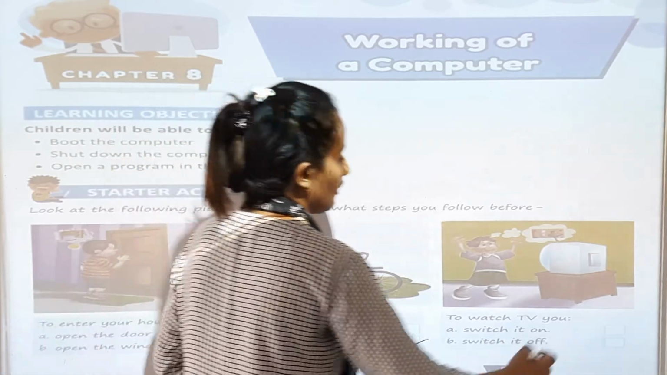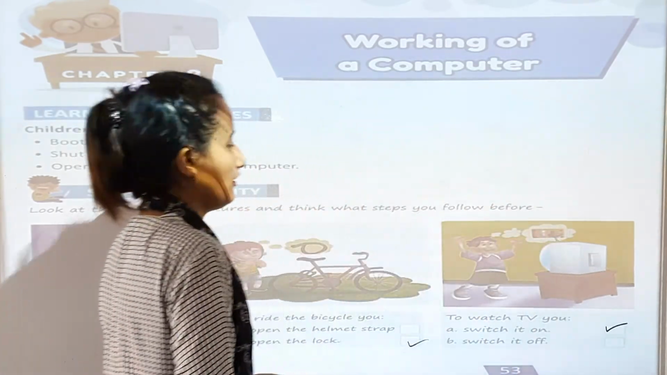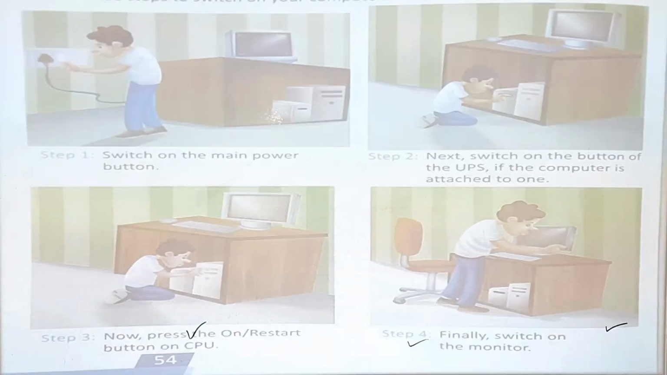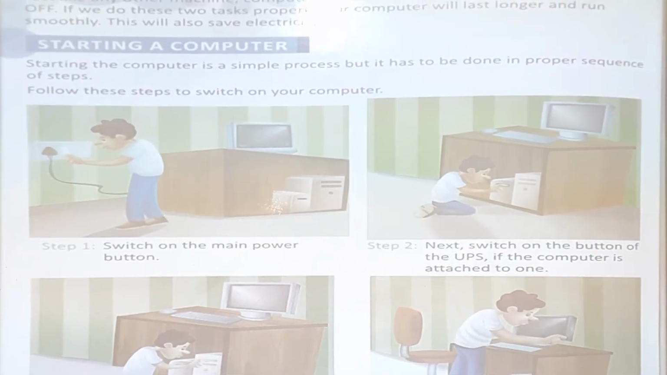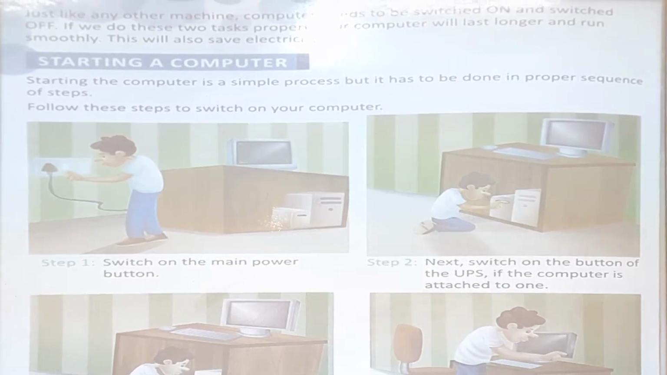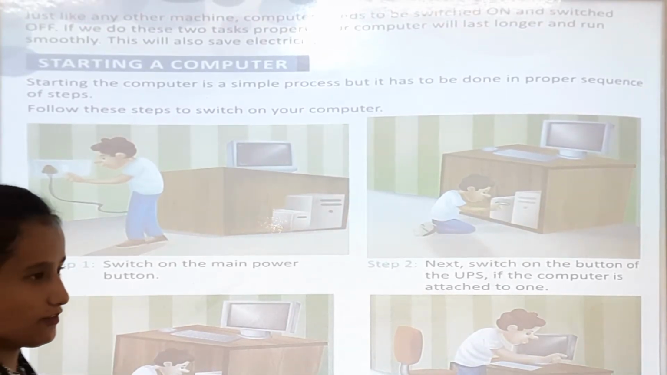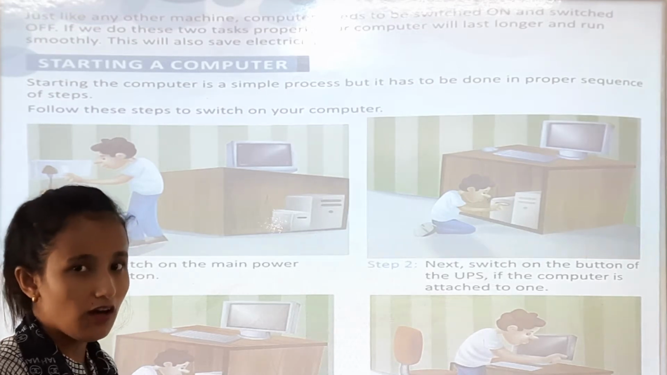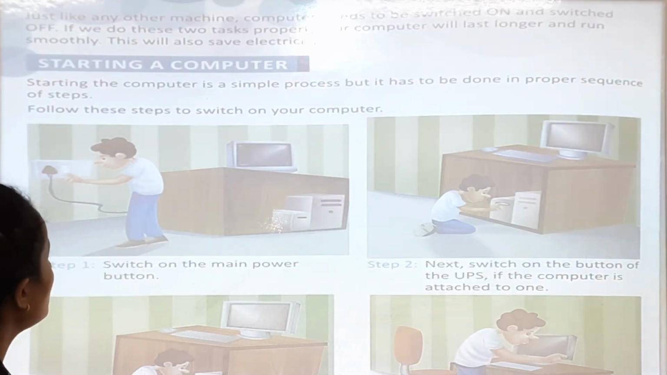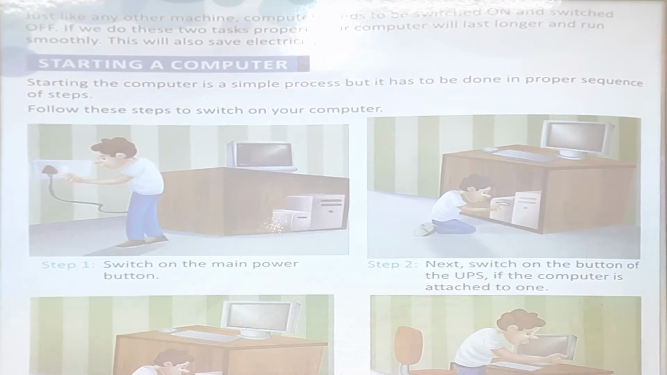Switch it on. And next, just like any other machine, a computer needs to be switched on and switched off. Just like a TV, you also have to switch the computer on and switch it off. If we do these two tasks properly, our computer will last longer and run smoothly. This will also save electricity.